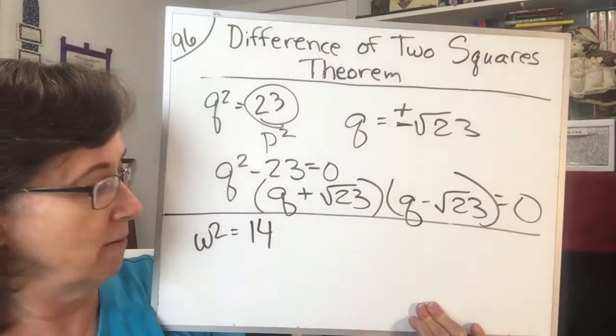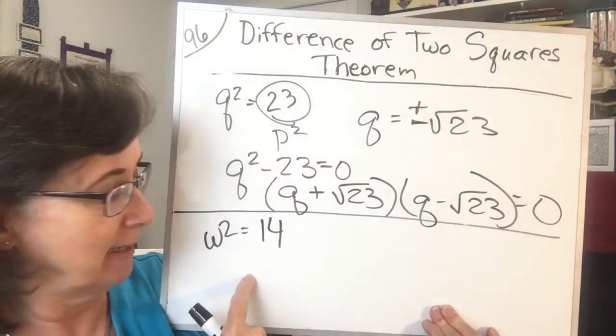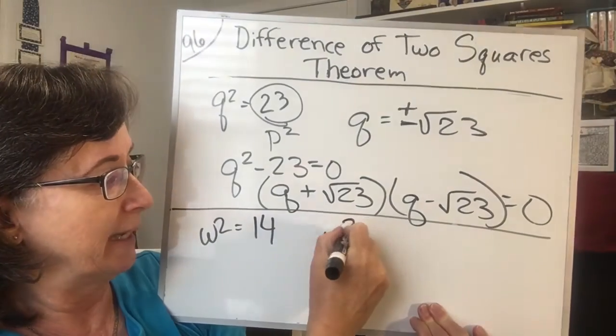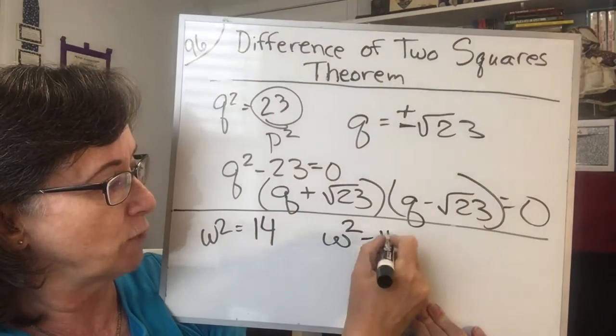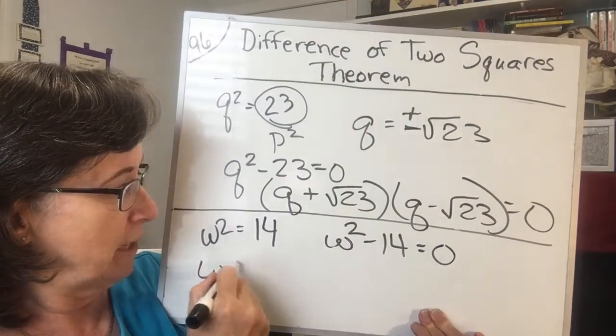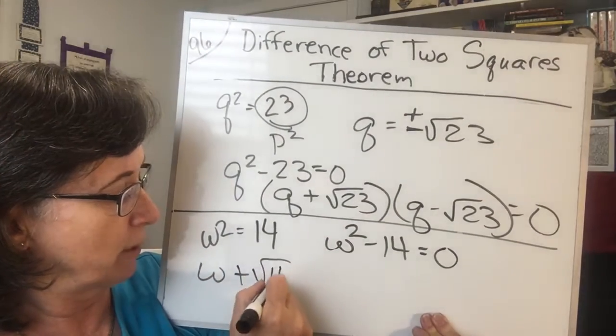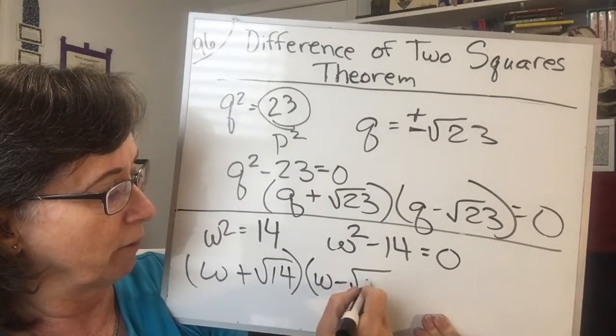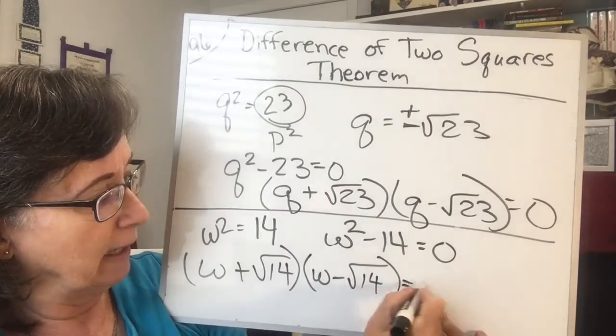Okay, so now, last practice. Hopefully you can do this by yourself. We're going to start by writing it as w squared minus 14 equals 0. We're going to factor that into w plus the square root of 14, w minus the square root of 14 equals 0.